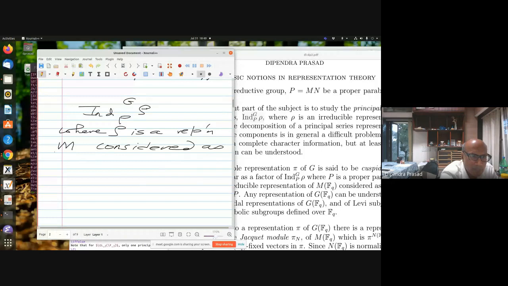You know there is a mapping from P to M. I talked about the Levi decomposition. So M is a quotient. It's not a normal subgroup, but a quotient group. And therefore, any representation rho of M gives rise to a representation of P, and that is what you induce to construct a principal series. So these are principal series.